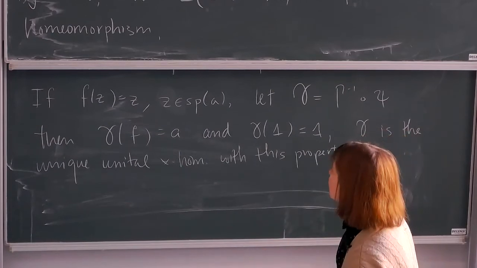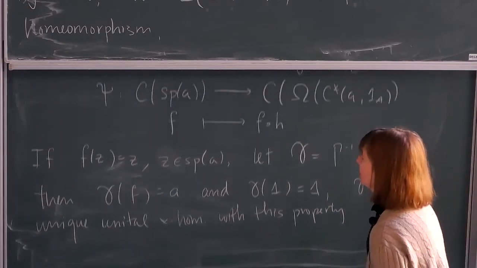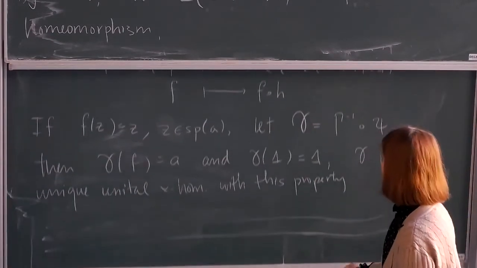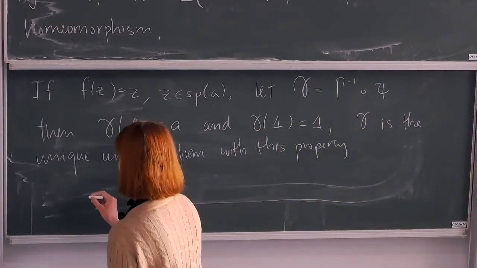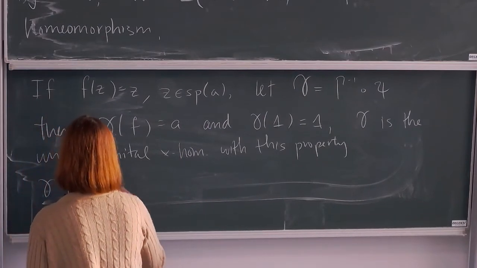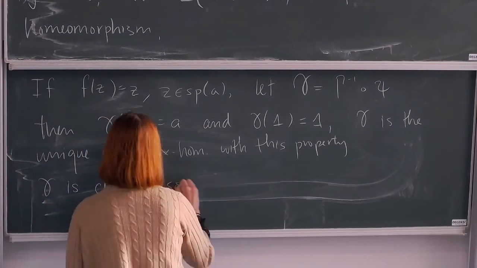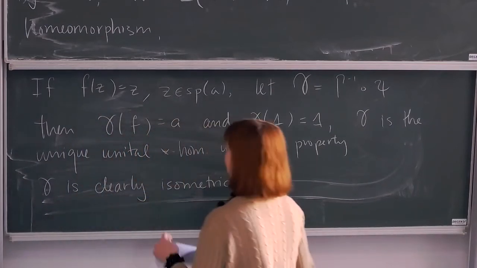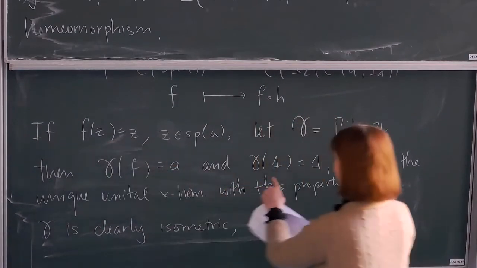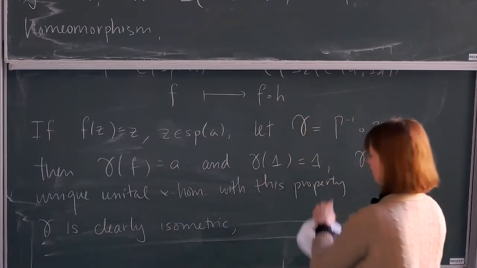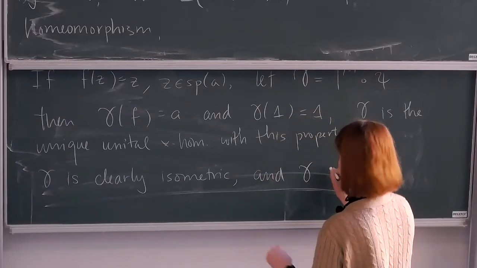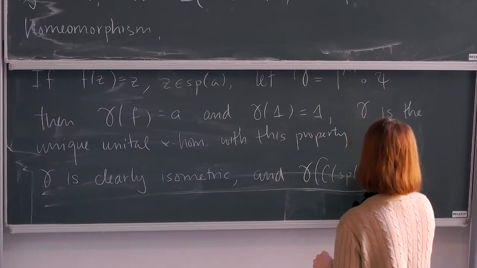And it's easy, since we're composing two star isomorphisms and then just restricting it to something, we get that it's isometric. And since it's generated by the function f of z equals z and the unit, and this gets mapped to A and to the unit, we get that its image is just what we wanted it to be, which is this C-star algebra.